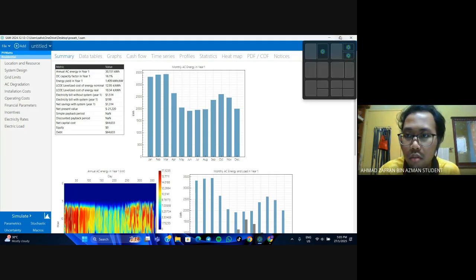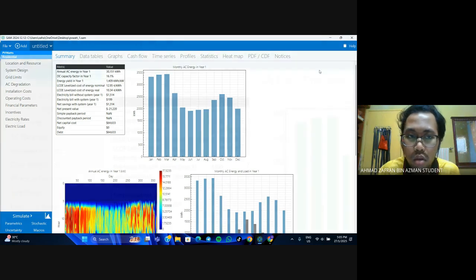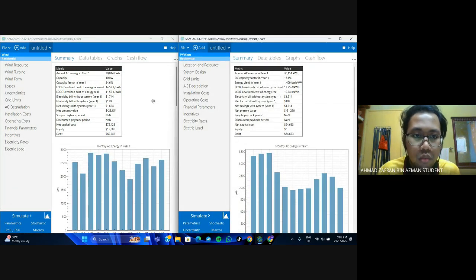When we simulate here and compare with the first model that we chose, the difference doesn't look so big. It's just a few, but as we can see, the net capital cost here is much less, which we can see is more affordable. The PV here is more affordable than the turbine.